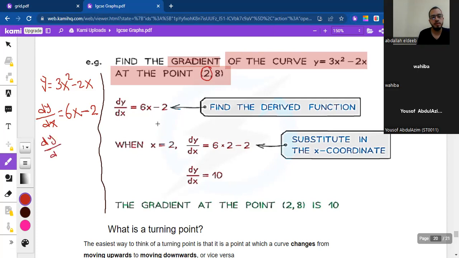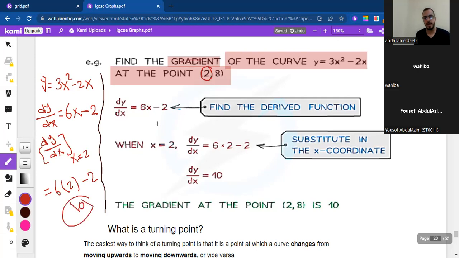He wrote the points for me. Okay, so dy by dx when x equals 2 will be 6 multiply 2 minus 2. 6 multiply 2 is 12. 12 minus 2 is 10. So the gradient at this point is 10. Can I write 8 instead of 2? Yes, you can write when x equals 2, you substitute x with 2 and find the value of the expression, and this value is the gradient of the line. Okay.